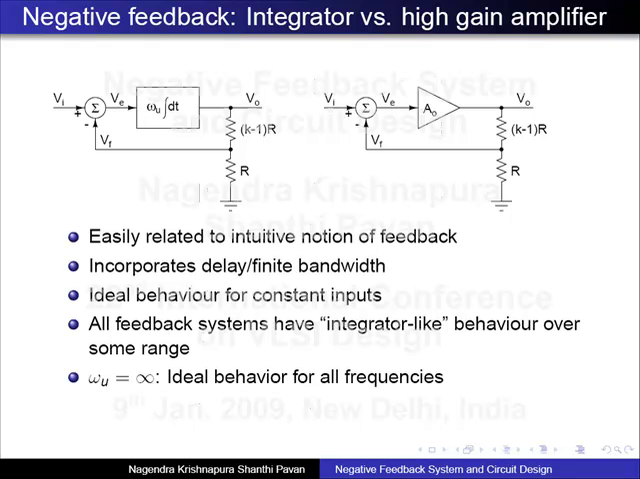And also, secondly, every feedback system will have integrator-like behavior over some range. It has to have it, as we'll see later. Okay. And finally, if you want ideal behavior for all frequencies, you can go either from the ideal amplifier or from this. In case of an ideal amplifier, you set A0 to infinity and it becomes an ideal feedback loop. In case of this, you set omega u to infinity and you will again get an ideal feedback for all frequencies. Okay. So I find that there is not much limitation with this approach, but it brings in the notion of delay and bandwidth right at the beginning.